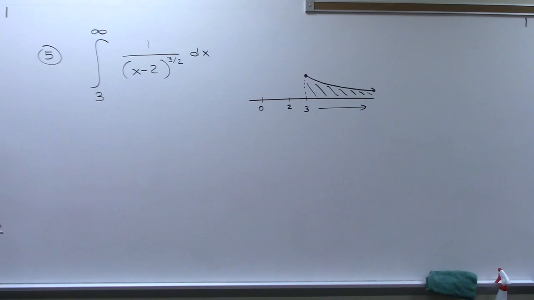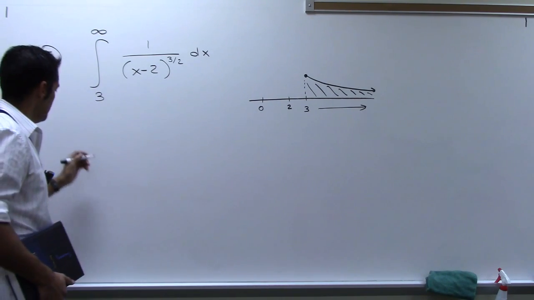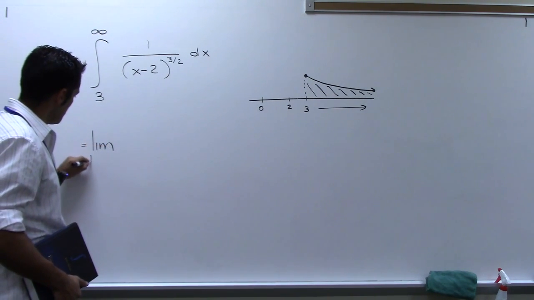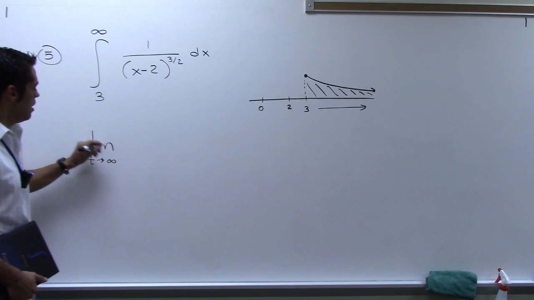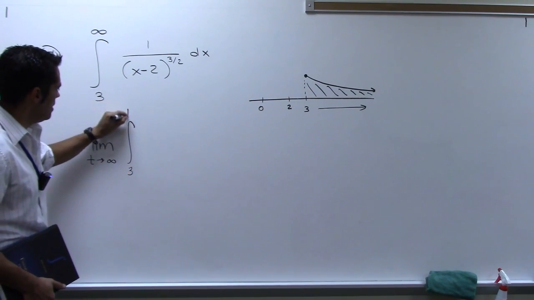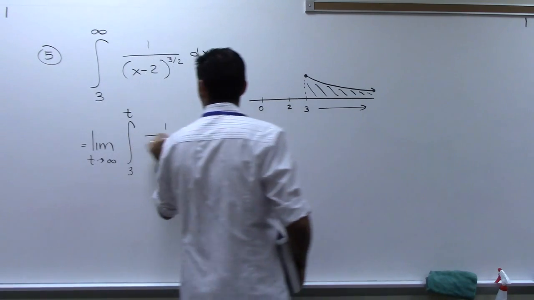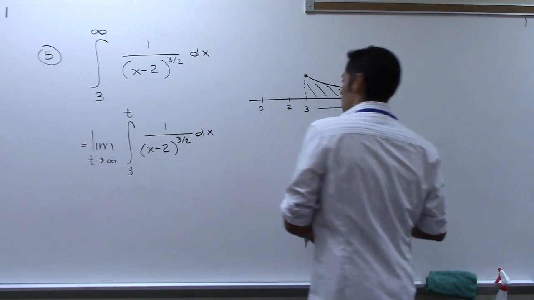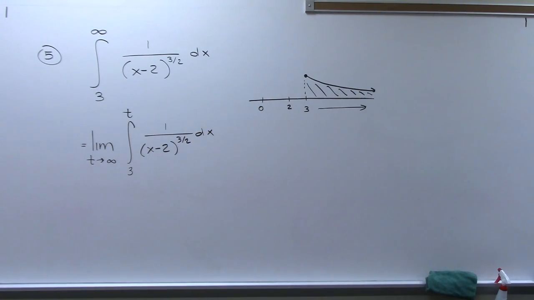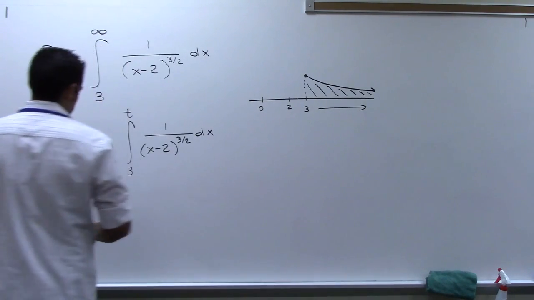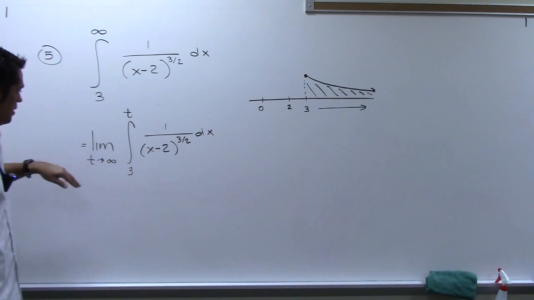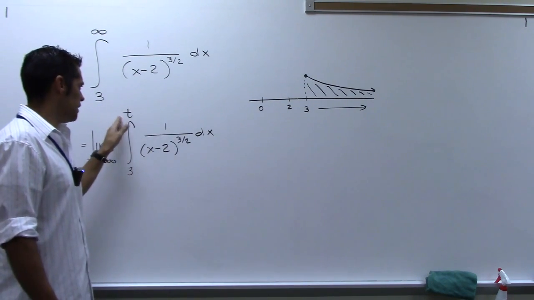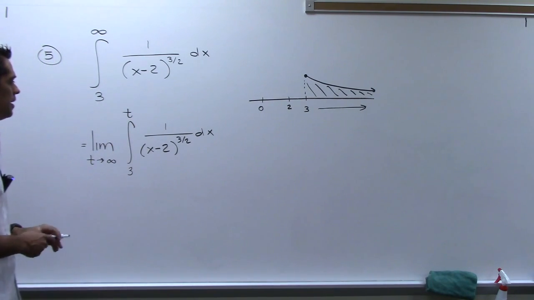So the approach here now, that I have an idea of what it looks like, is to rewrite this using the definition. This is going to be equal to the limit as t goes to infinity of the integral from 3 to t, and then the integrand, 1 over (x minus 2) to the 3 halves dx. So all we do with these type 1 integrals is replace the infinity symbol with t, and then we do a limit. So we work this out as if t is a fixed number, and then at the end of the problem we'll let t go to infinity.